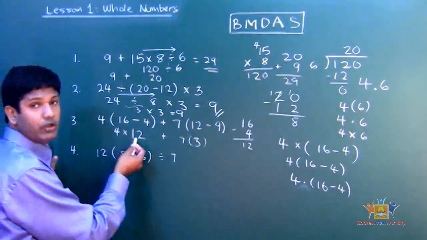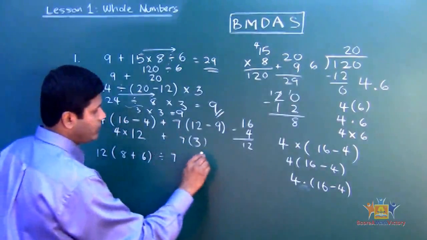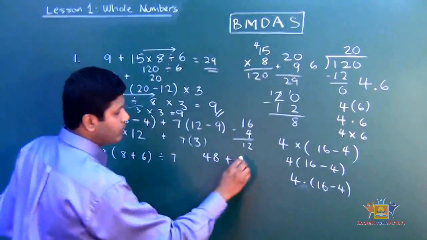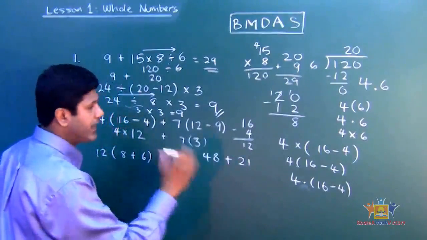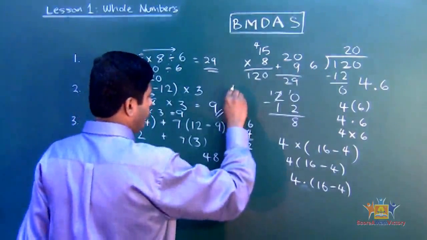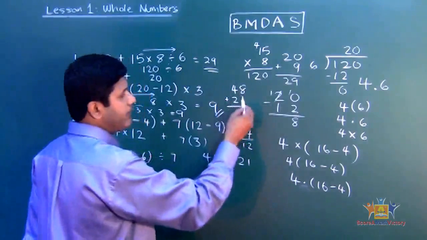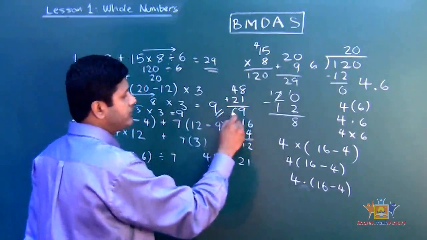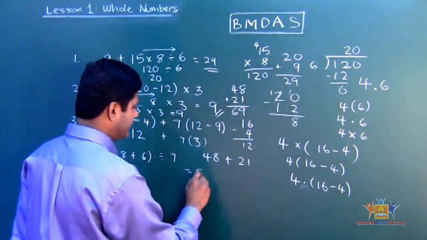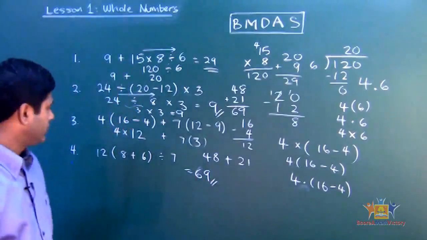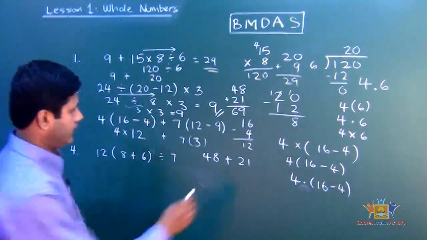Now 4 times 12 is what? 48. So 48 plus 7 times 3, 21. Now we're going to add these two, line them up. Okay, so we're going to put 48, line it up with 21, and we're going to add it. 8 plus 1 is 9, 4 plus 2 is 6. So that gives us 69. And that's your final answer. Alright, oh, wrong side, right here, 69.